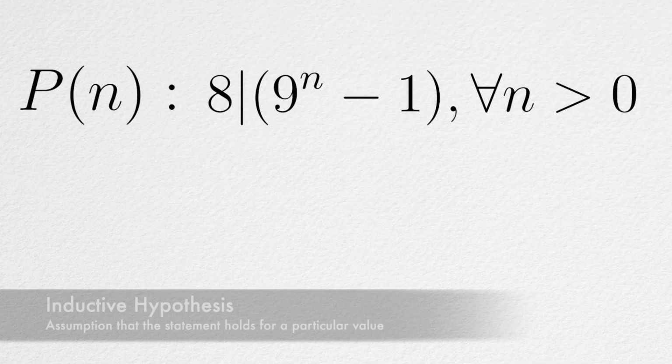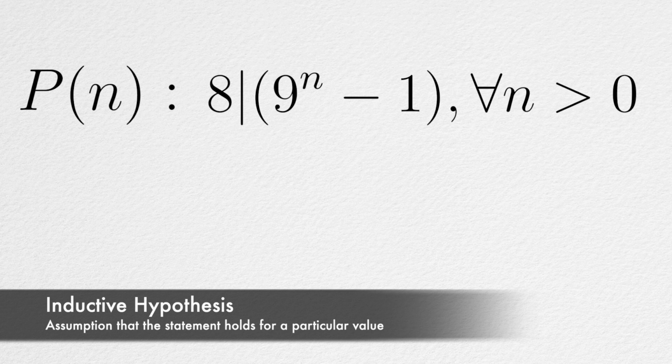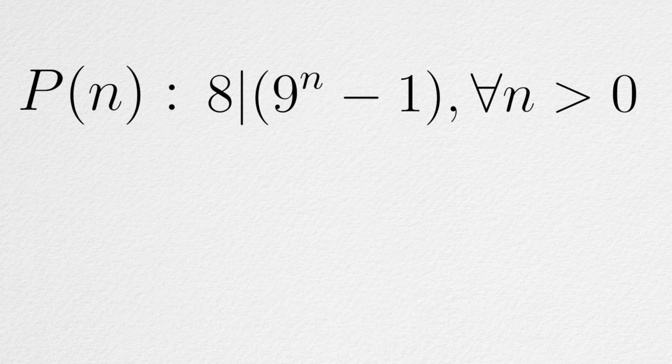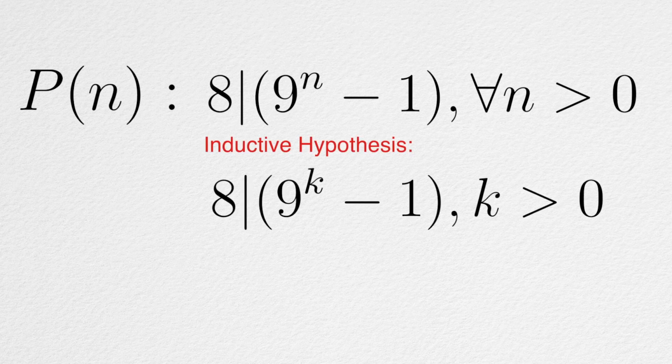We must first form our inductive hypothesis, which is an assumption that we'll make to help guide us through our proof. Let's assume that 9^n - 1 is divisible by 8 for a particular value of n greater than 0. Let's call this value k and our statement P(k).